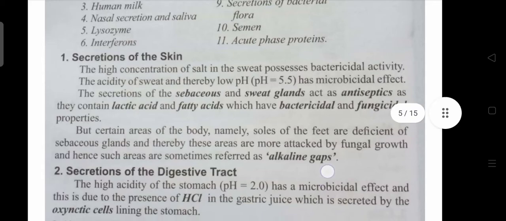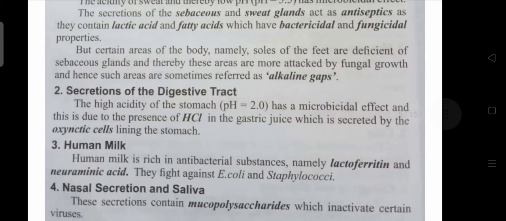Another one is secretion of the digestive tract. High acidity of the stomach, pH is 2, has a microbicidal effect, and this is due to the presence of HCl, hydrochloric acid, in the gastric juice, which is secreted by the oxyntic cells lining the stomach. HCl in the gastric juice gives the stomach high acidity, which has a microbicidal effect. Next one is human milk.